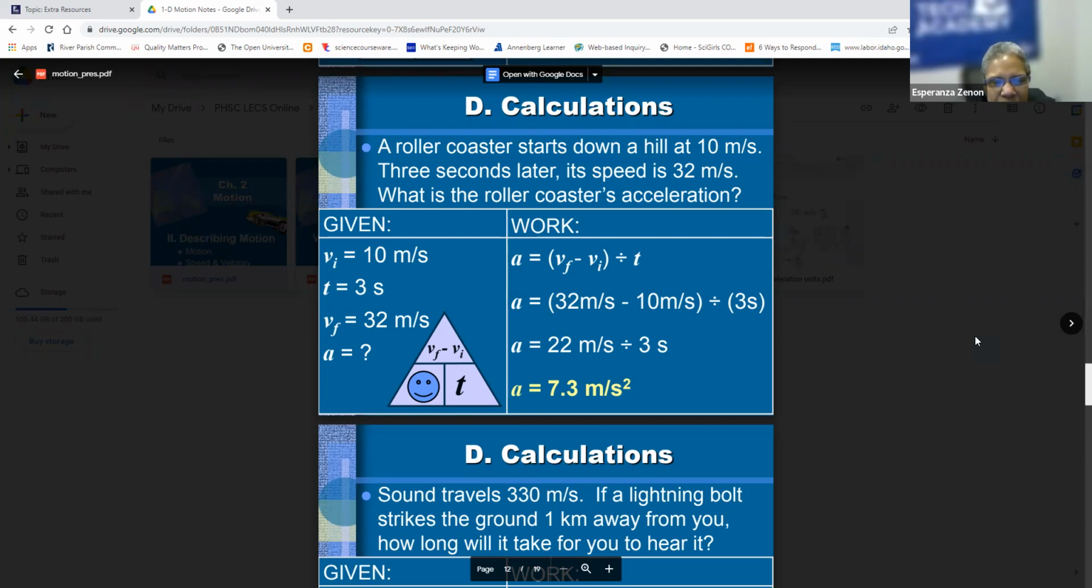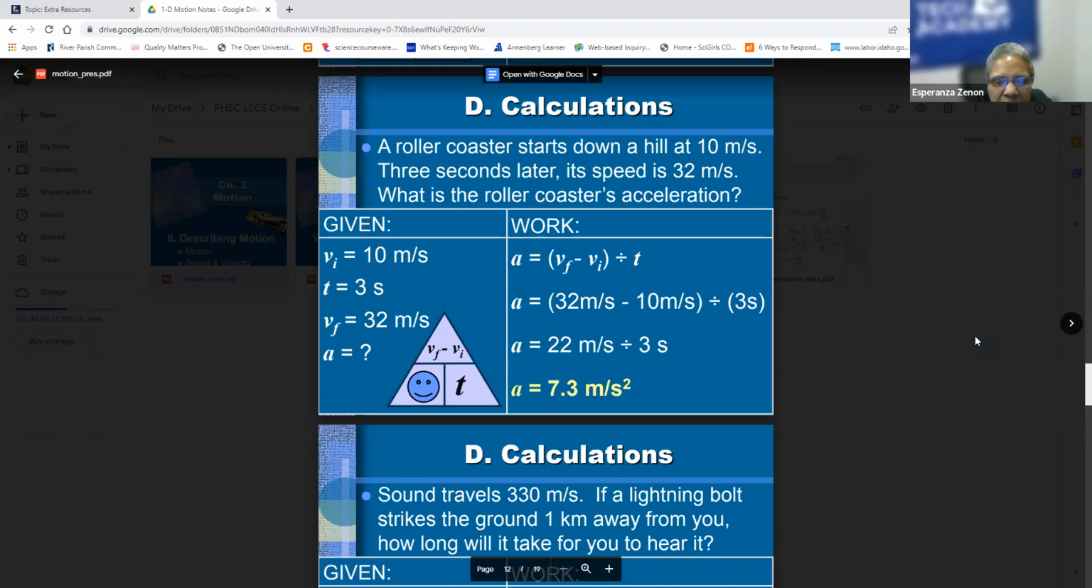So in this particular case, since we want to find the acceleration, we cover it up in the pyramid. And now all I have to do is divide VF minus VI by T. Well, they gave me VF, 32 meters per second. They gave me VI, 10 meters per second. And they gave me the time, 3 seconds. Okay. So in that situation, what I have to do is subtract VF minus VI. I get 22 meters per second, and I'm dividing that by T, 3 seconds. Remember, you have to do that parentheses stuff first, right? Order of operations. So I got 22 meters per second divided by 3 seconds.